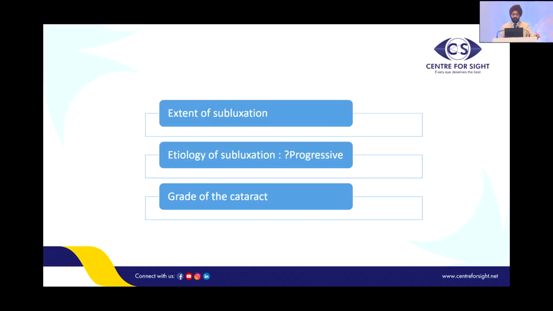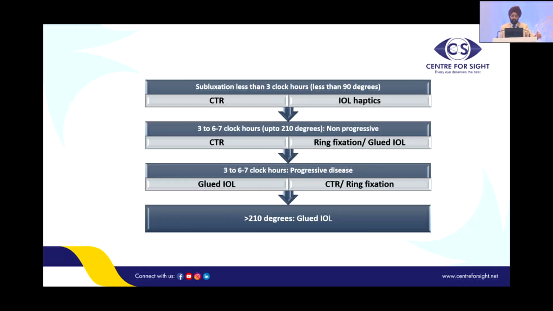Once you have assessed that there is a subluxation, you have to assess the extent of subluxation and find out its etiology, because this can define whether it is likely to progress or it's going to be a stationary subluxation. And you also have to assess the grade of the cataract. If you assess the grade of the cataract, that can help you plan the surgery.